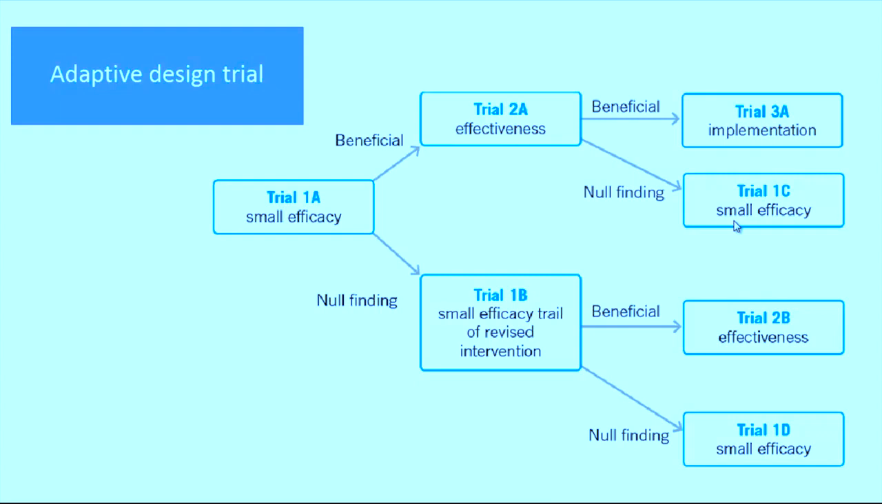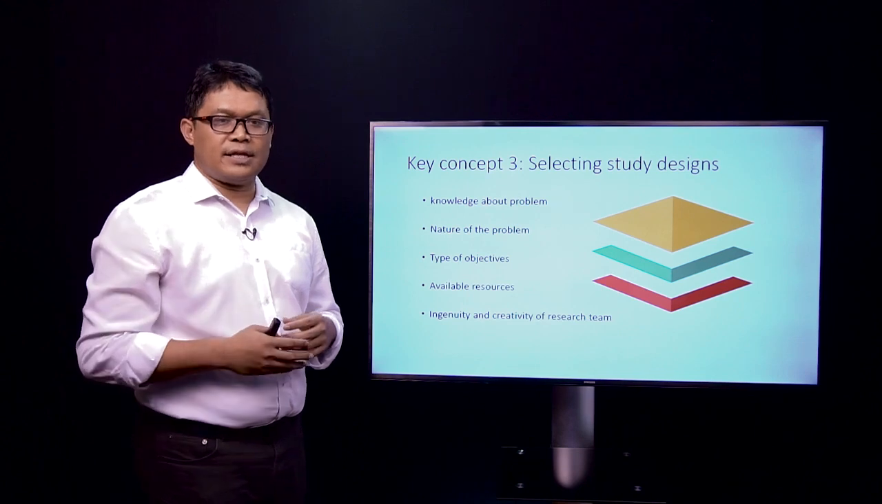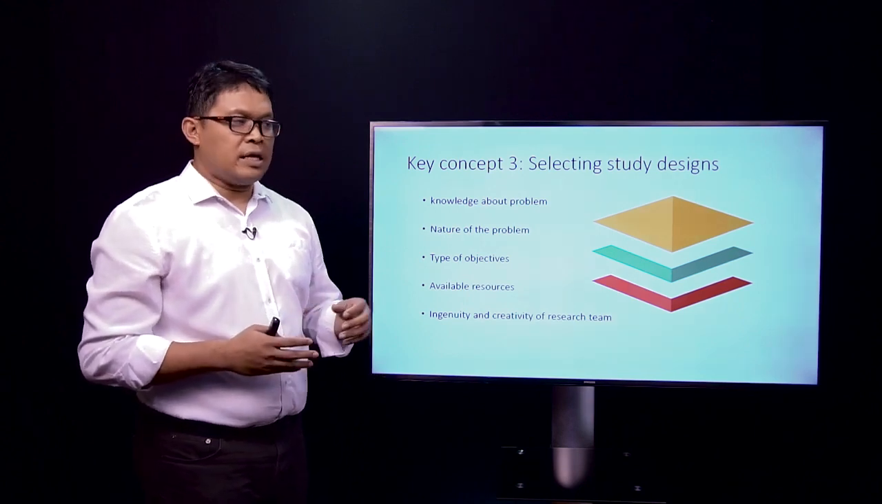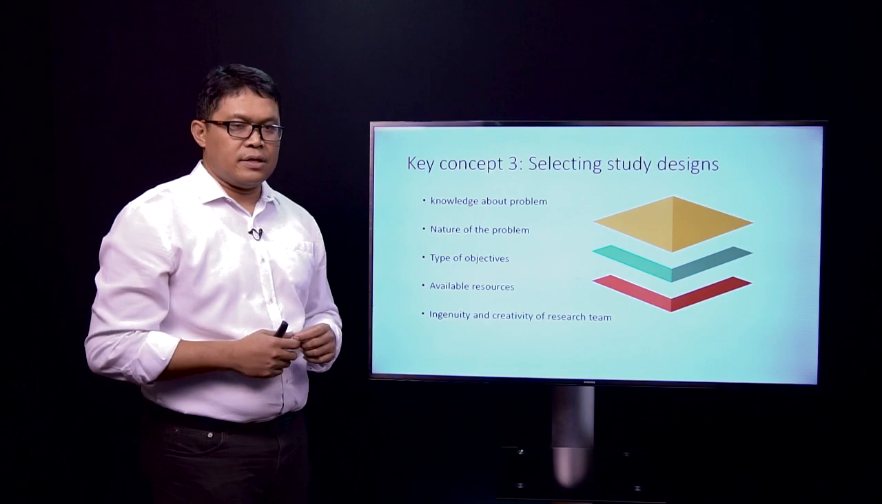And this is something that we commonly find when we implement some intervention. There are some groups which respond properly to our intervention, but there are some groups which respond poorly to our intervention. And if we can modify the intervention in the poorly responding group, then we can also improve the outcome of the intervention. Before selecting a study design, we need to take into account several factors.